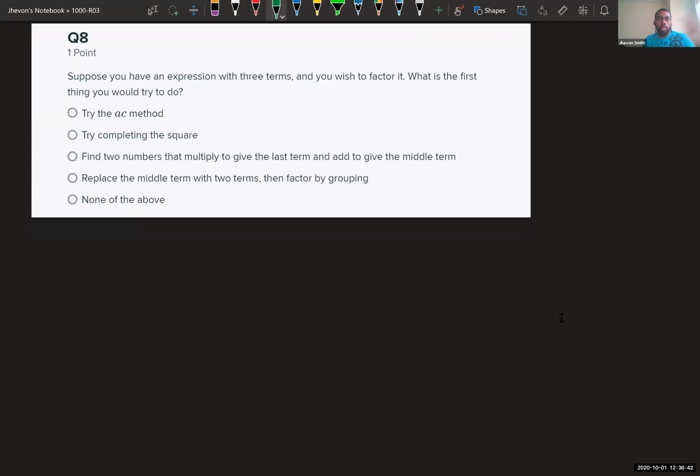Right, so you have no information other than what I just told you. I gave you something with 3 terms. You want to factor it. What's the first thing? Wouldn't you want to find the 2 numbers that multiply and then add to give the middle term? No. Why would that be the first thing?